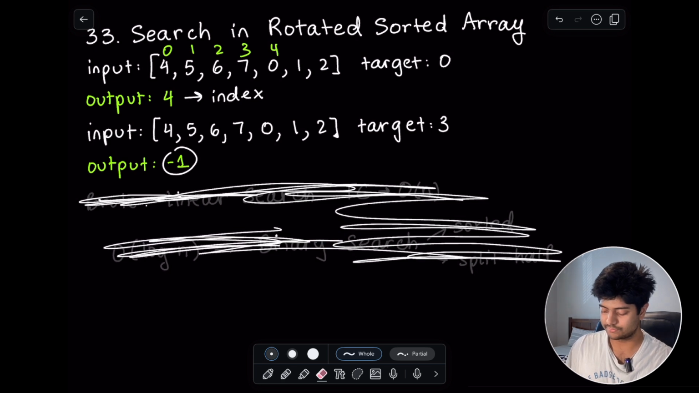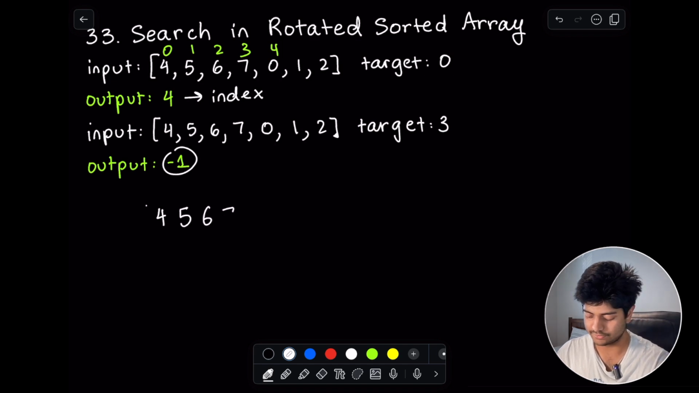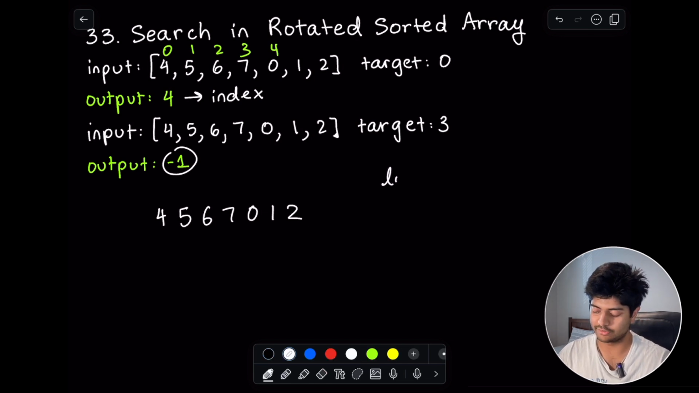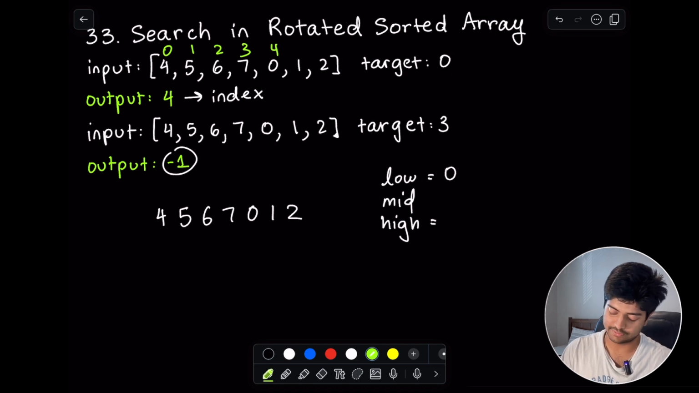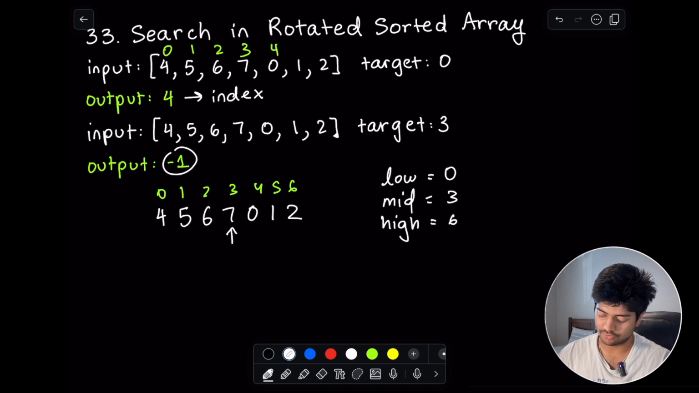So first things first, I'm just erasing all of this. I'm going to write down the vector that we got here: 4, 5, 6, 7, 0, 1, 2. And if I were to set it up just like I would a normal binary search, I would have a low, a mid, and a high pointer, right? Low would point to the 0th index. High would point to, in our case, I believe this is the 6th index, and then our mid would be low plus high divided by 2, which would be 3, right? So if I were to draw this out, this is our mid, this is our high, and this is our low.